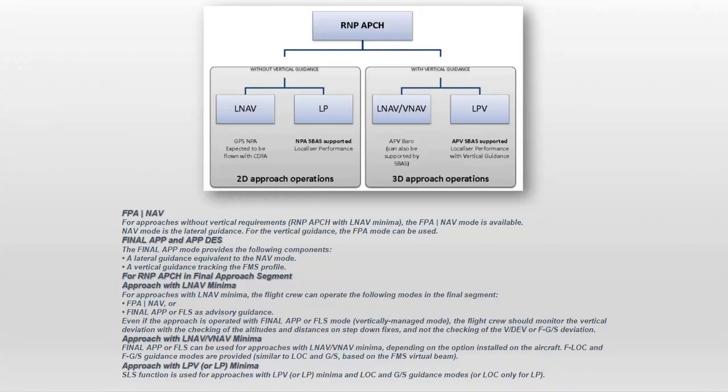FLS localizer and FLS glide slope guidance modes are provided, similar to localizer and glide slope, based on the flight management system virtual beam. Approach with localizer performance with vertical guidance, or localizer performance minima. Satellite landing system function is used for approaches with localizer performance with vertical guidance, or localizer performance minima, and provides localizer and glide slope guidance modes, or localizer only for localizer performance.